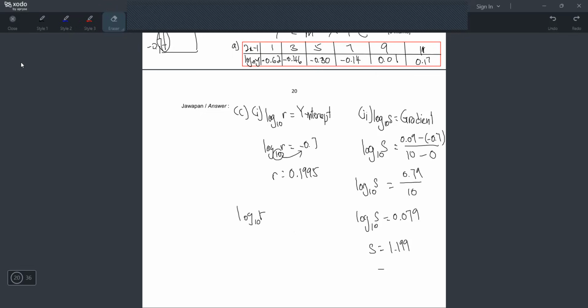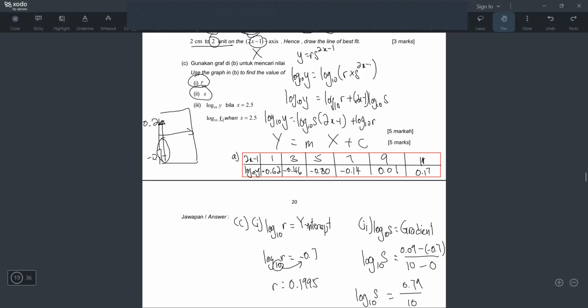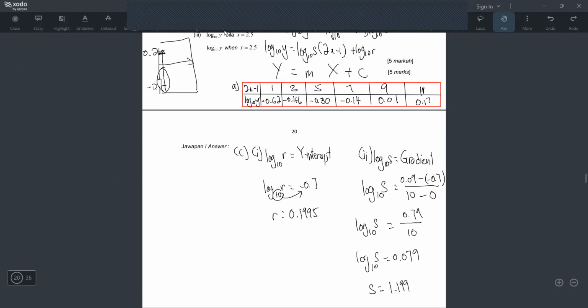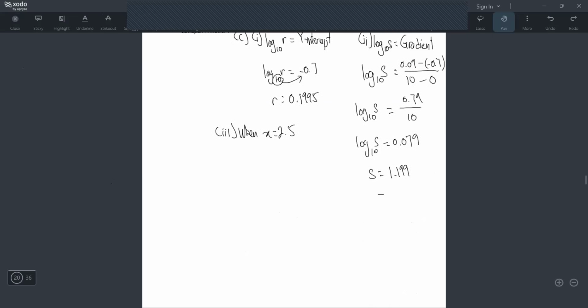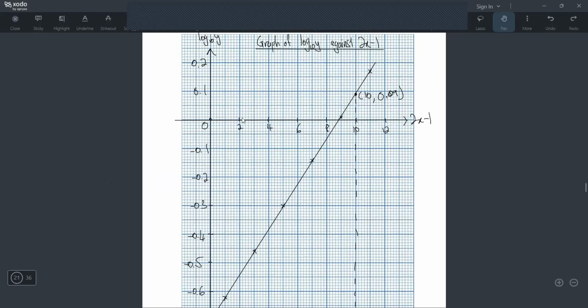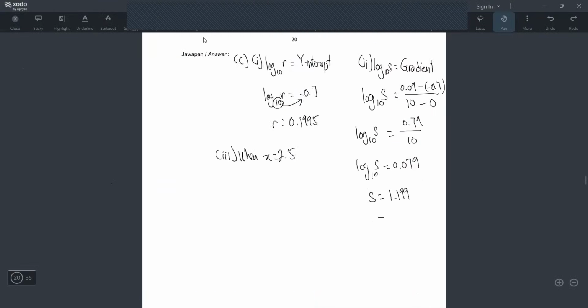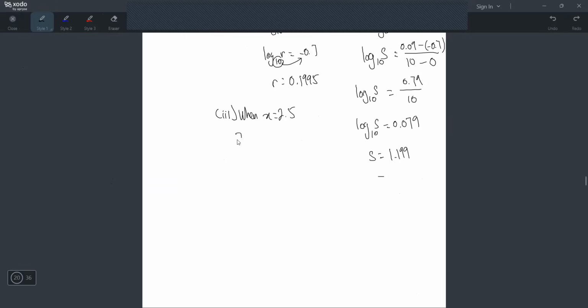Okay, for my last part is C3. So C1, C2, this one is C3. Okay, C3, what do they want? Let's write the working here. Find the value of log y base 10 when x equals 2.5. But if you look at your x-axis, you cannot find 2.5 straight away, because your x-axis now is 2x minus 1. It means you have to find out 2x minus 1 first, which is 2 times 2.5 minus 1, which is 4.